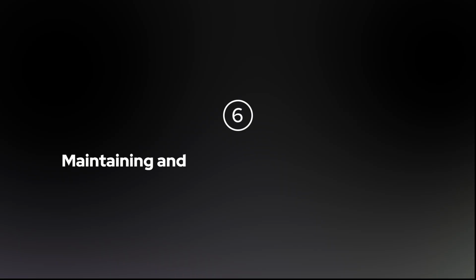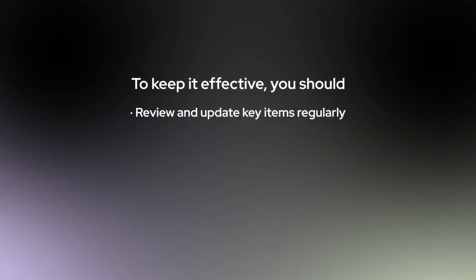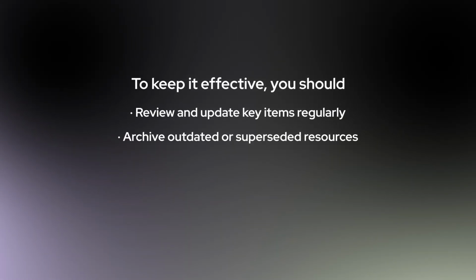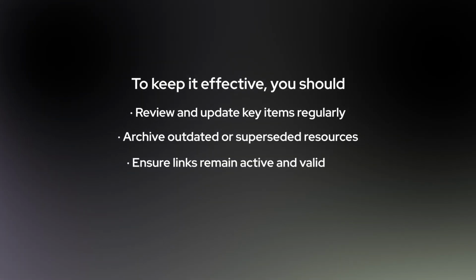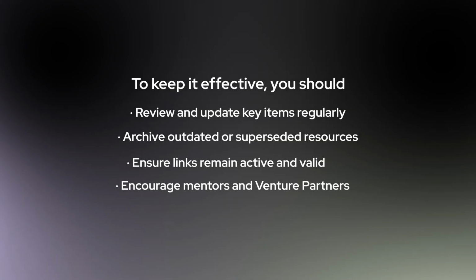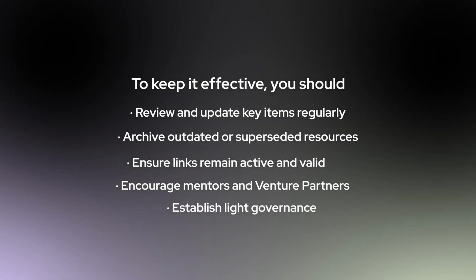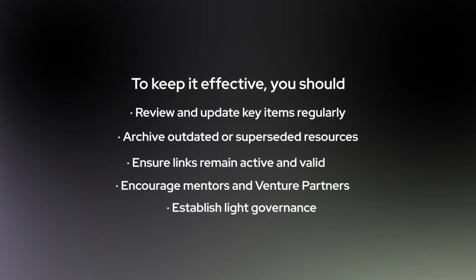Step 6. Maintaining and evolving the Knowledge Hub. A strong Knowledge Hub is a living asset. To keep it effective, you should review and update key items regularly, archive outdated or superseded resources, ensure links remain active and valid, nothing worse than bad links, encourage mentors and venture partners to contribute material, establish light governance, for example, owners for each collection or theme. A simple end of cohort review is often enough to keep your hub current and coherent.